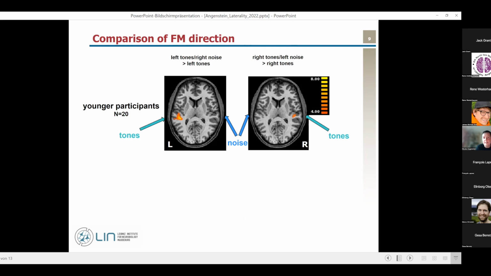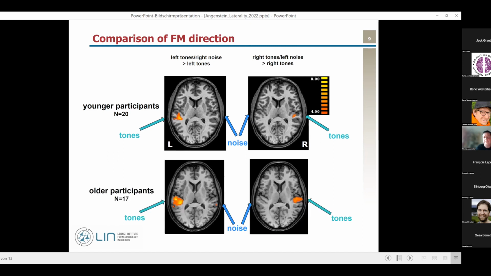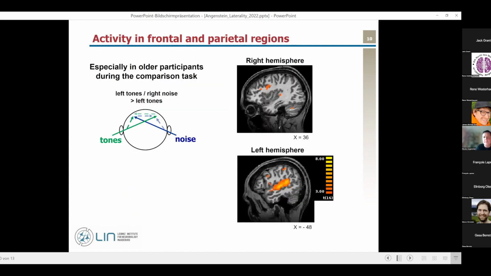For the comparison task, you see in the younger participants that there is a left lateralization of processing, probably due to the fact that the sequential comparison was difficult. And most interesting is that in the older participants, there is a very strong effect of the noise, stronger than for the younger participants, and this effect is even stronger than during the categorization task. So during this task, which we know from before strongly requires hemispheric interaction, the older participants need more resources in the auditory cortex. And this is also reflected in a stronger effect of noise in frontal and parietal regions that are responsible for attention and working memory, especially in older participants during this comparison task.